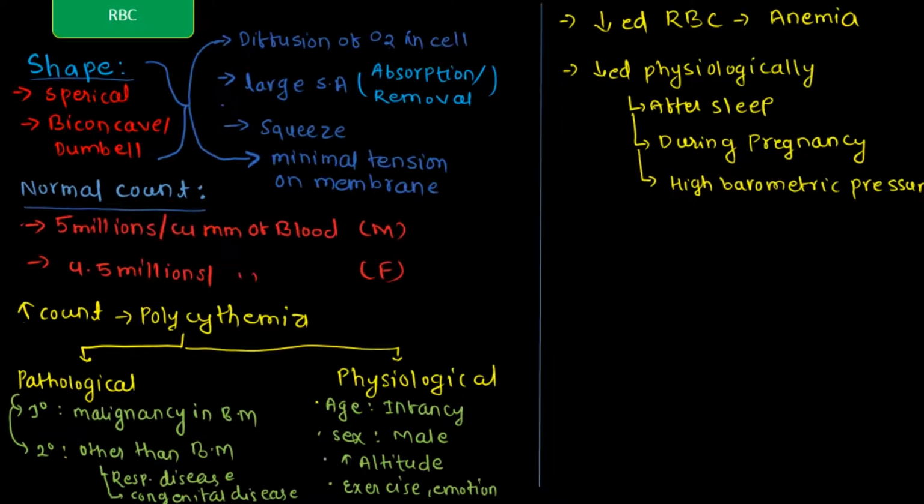Hello everyone. So in this tutorial today we are going to learn about the red blood cell. Red blood cell is also known as the red blood corpuscle. Corpuscle means just a particle which is suspended and flowing in the fluid.